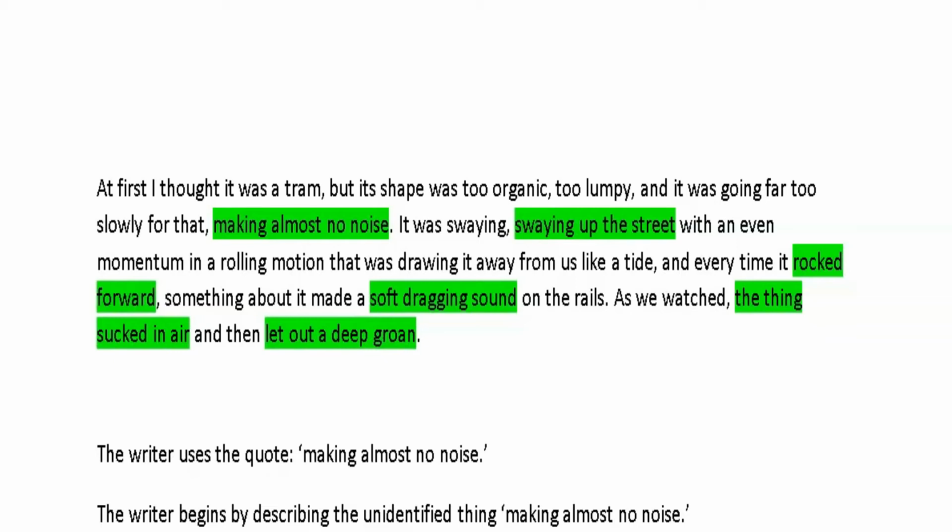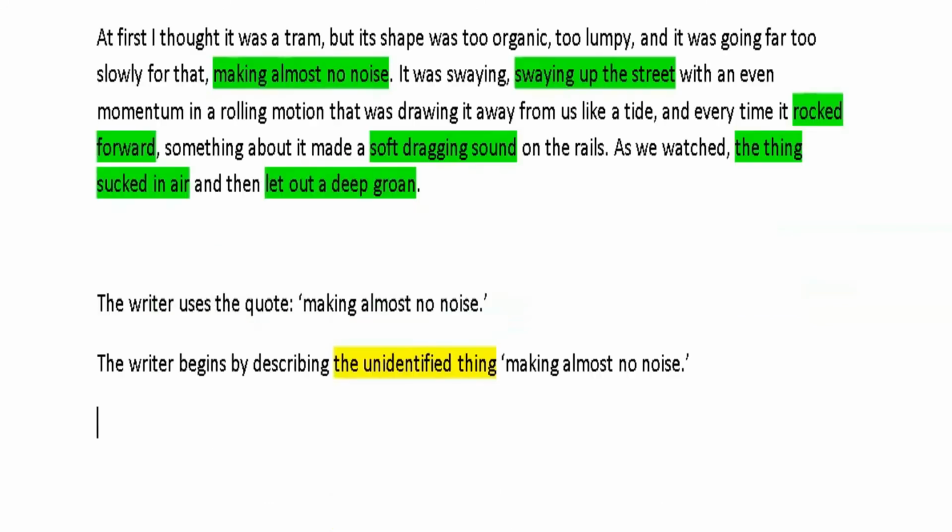So the writer uses the quote making almost no noise versus the writer begins by describing the unidentified thing making almost no noise. Notice how I've also given the quote some context, which is also a nice thing to do. So I've put describing the unidentified thing. And of course that quotation just fits in nicely. Grammatically it's sound and it ensures that your writing or your ideas, I guess, has that cohesiveness that Cambridge are certainly after.